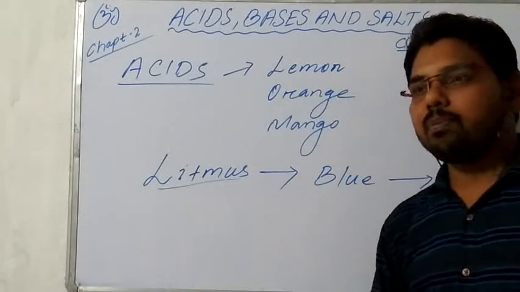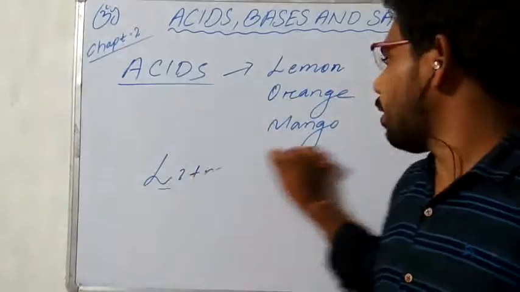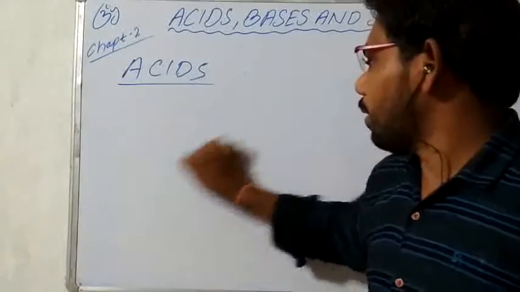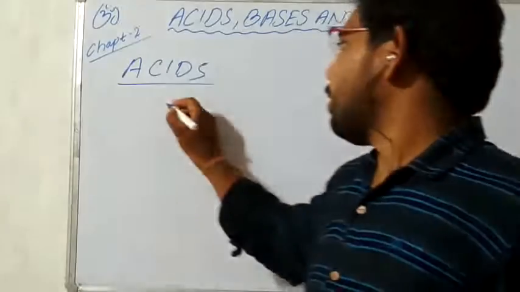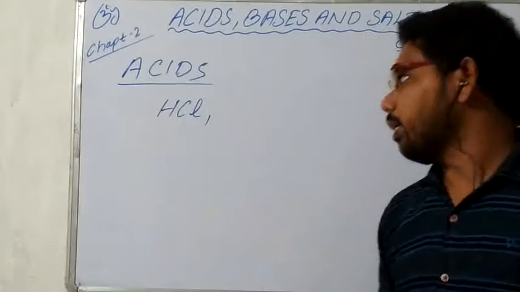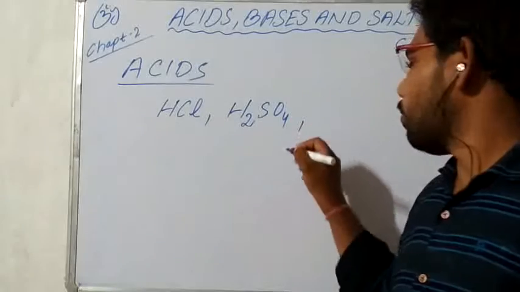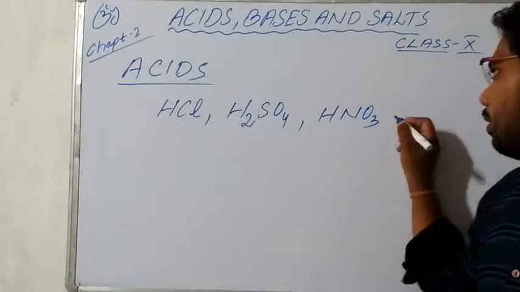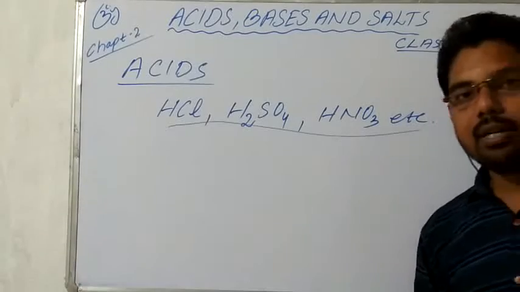Some acids are found in the lab, or made by a synthesis process. These are mainly called strong acids. For example, hydrochloric acid, HCl, is a strong acid. We synthesize this in the laboratory. Another example is sulfuric acid, H2SO4, which is a very strong acid. Another is nitric acid, HNO3. These are strong acids, and we synthesize them in the laboratory.